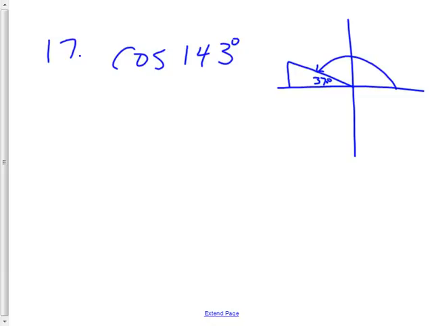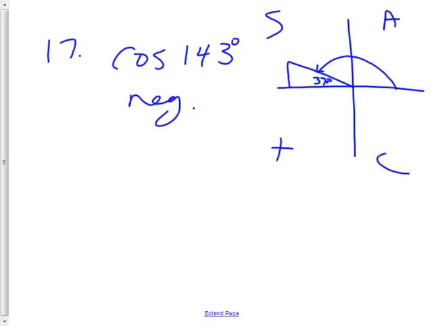And the question is, determine the sign of that without using a calculator. Sign meaning, is it positive or is it negative? Now, do you remember the little rule I just told you? You see how you might find that handy? All students take calc. What one is positive in this quadrant? Sine. And therefore, when they ask me for the cosine of 143, and all they want to know is is it positive or negative, what do you say? It's negative.